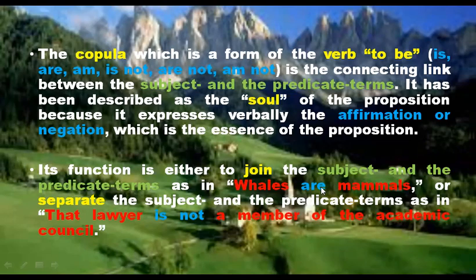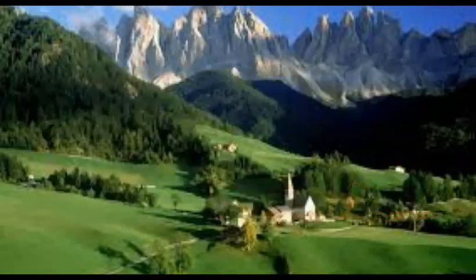Yan. Its function is either to join the subject and predicate, as in whales are mammals. So, na-join itong whales at saka mammals. Kasi may mammary gland itong mga whales. Isda na mammal, no? Parang land animal, no? Mga dogs na mammal, no? Nagpapabibi sa kanilang mga anak. Or separate the subject and the predicate terms, as in the lawyer is not a member of the academic council. So, hindi siya, halimbawa, member sa school kasi busy siya sa lawyering niya sa courts. Yeah. So, this is the function of the copula. Copula is the linking verb kung sa ating English grammar.